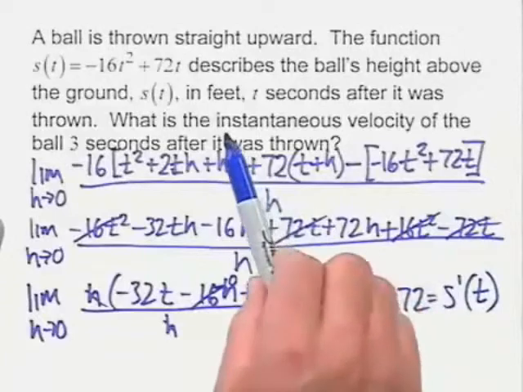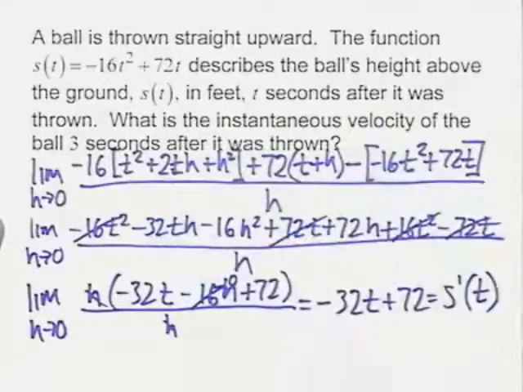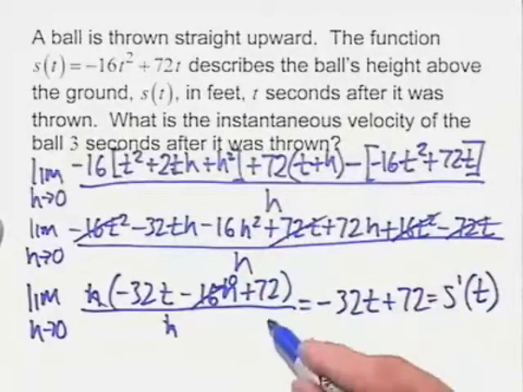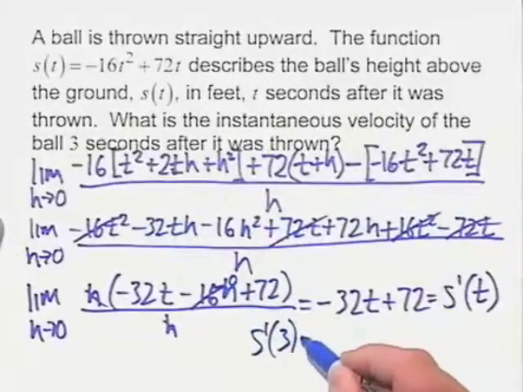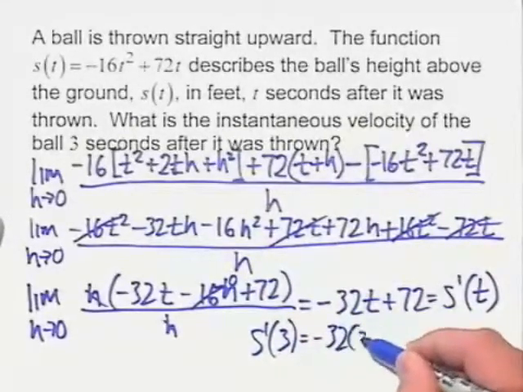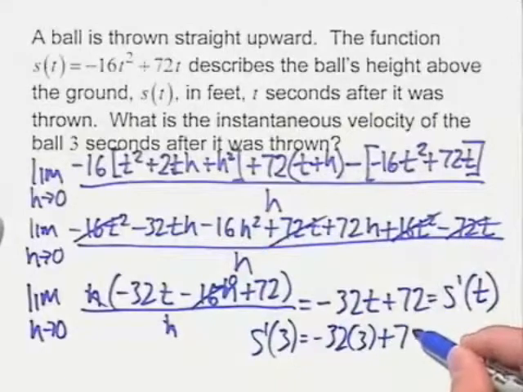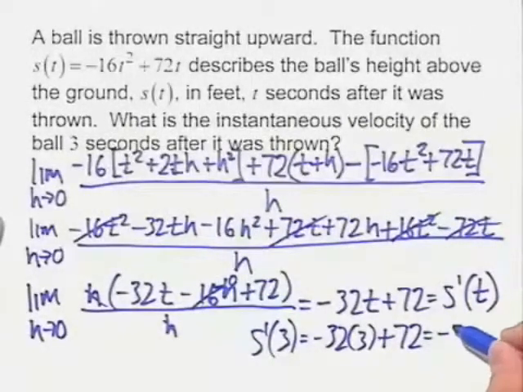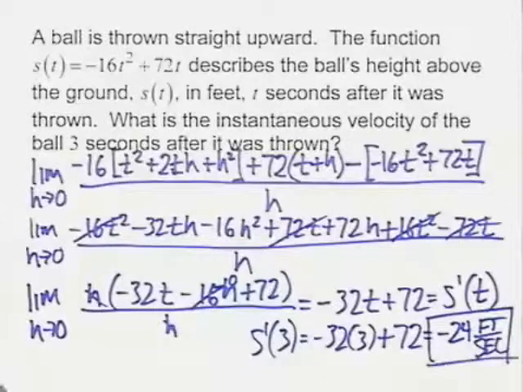Now, this gives us the instantaneous velocity of our ball as it goes up into the air. We want to find out what that is actually at t equals 3 seconds. So we have s prime of 3 for this problem we're evaluating. We get a negative 32 times 3 plus 72. And so from this, we end up with an instantaneous velocity of a negative 24 feet per second. So we've done that here. Our instantaneous velocity is negative 24 feet per second.